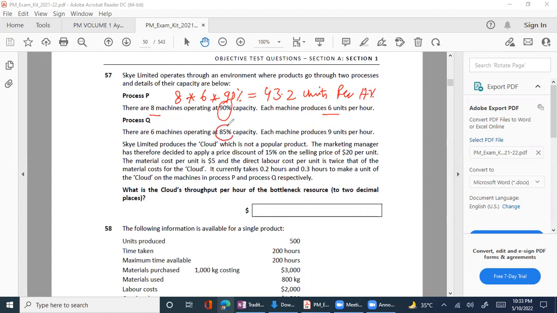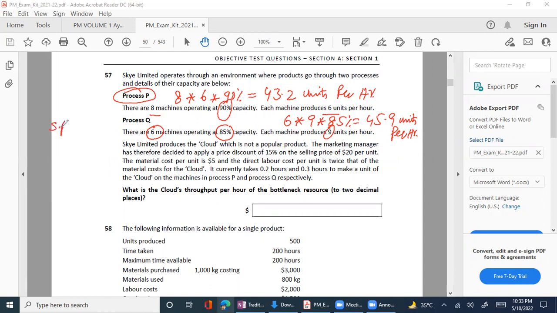And for process Q, there are 6 machines. So 6 into 9, but they are not operating at 100%, they are operating at 85%. What will be the answer in this case? 45.9 units per hour. It means our process P is a bottleneck. And now we need to calculate the throughput.